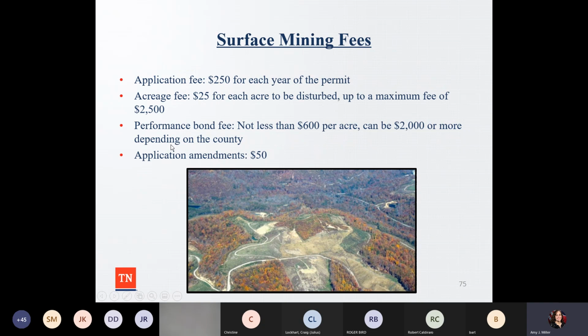So there are fees. There's an application fee. There's an acreage fee, $25 for each acre, up to a maximum of $2,500. There's a performance bond fee, not less than $600 per acre, and it can be $2,000 or more depending upon the county. So again, coordinate with everyone to know what the fees are. And if you want to make any kind of amendment to the application, it's a $50 fee.